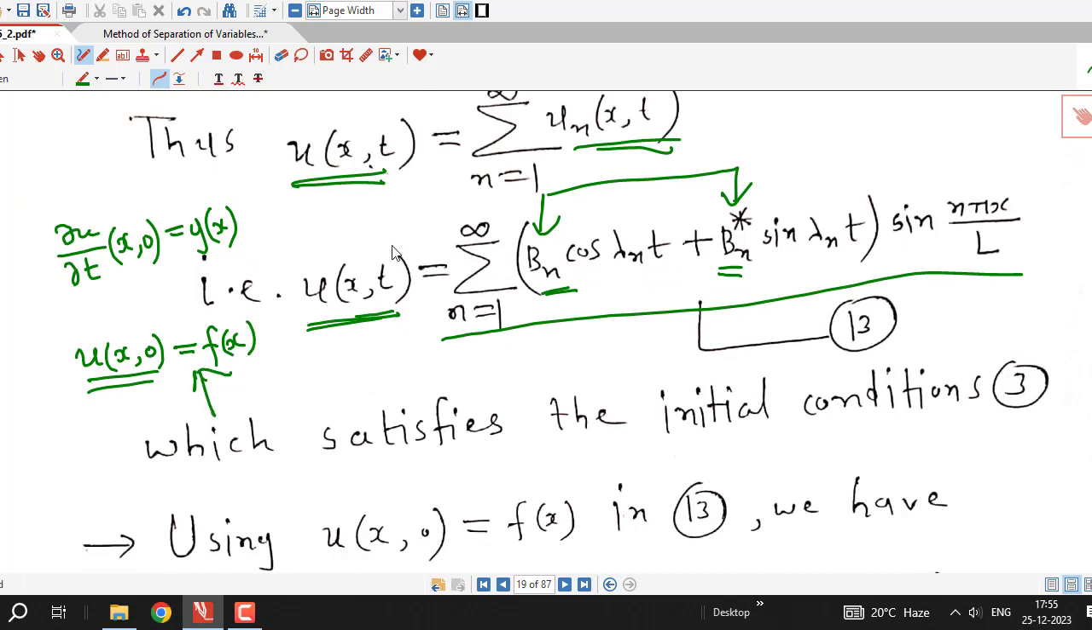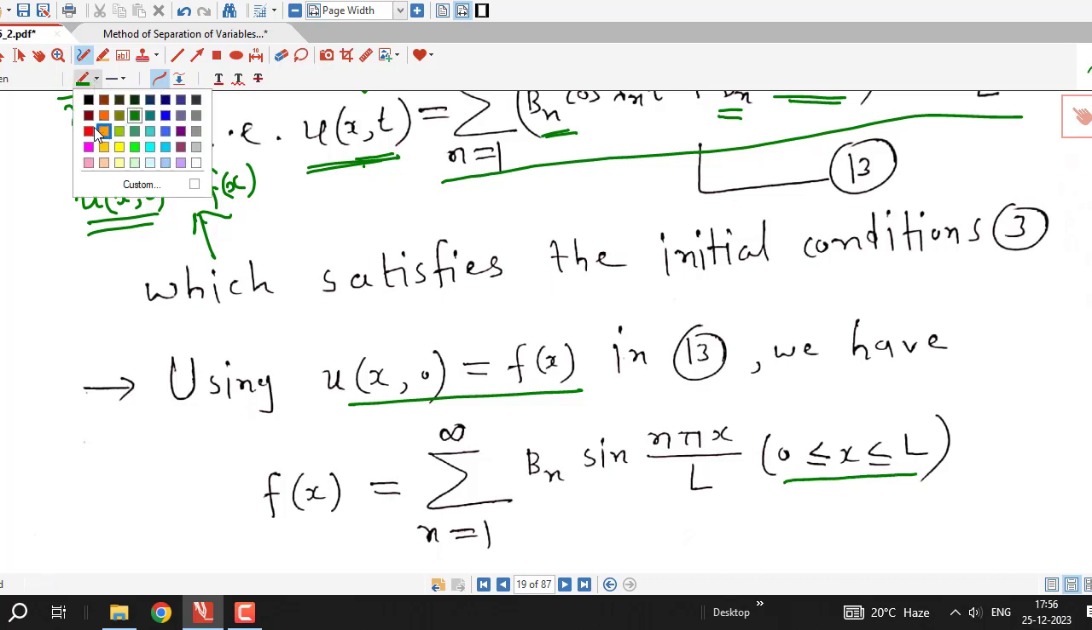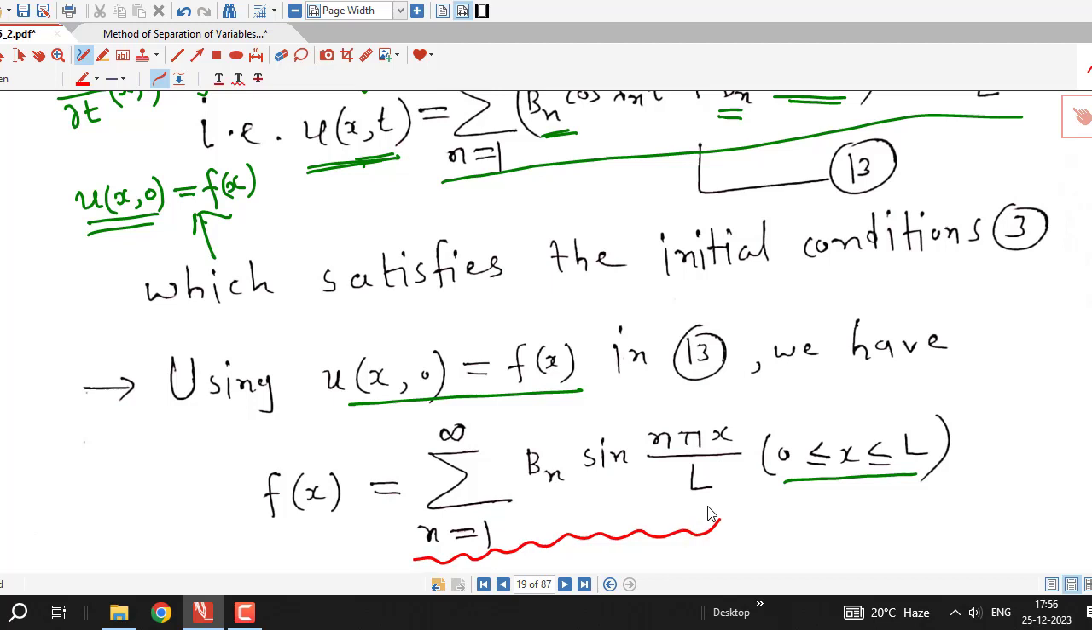So first we use this condition. We take t equal to 0 and u equal to f(x) here. If I take t equal to 0, this is going to be 0, and I will have bn sin n pi x by l. So using u(x, 0) equal to f(x) in 13, we have f(x) equal to sigma n equal to 1 to infinity bn sin n pi x by l, 0 less than or equal to x less than or equal to l.